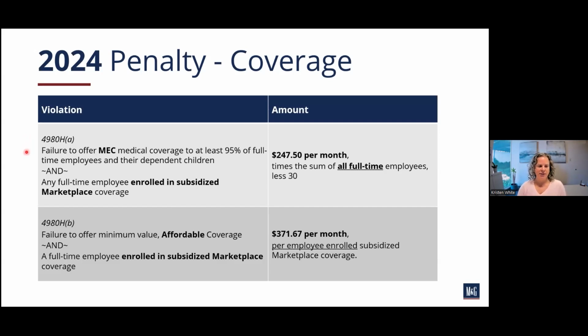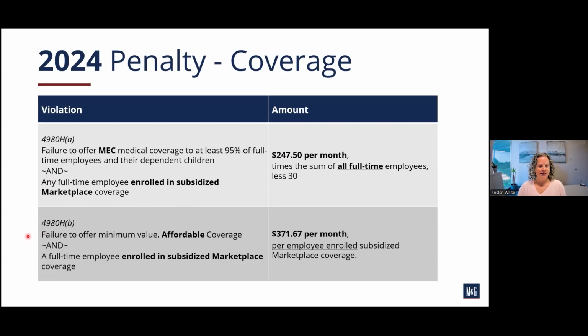So if you didn't offer it to enough people, and if any one person received that subsidized coverage in the marketplace, like a tax credit with Covered California, then we would go over here, and it's about $250 per month, but it's times all of our full-time employees. So even if just one person gets that subsidized coverage, we're going to get a penalty based on all of our full-time employees. So that can be a large one there. And we'll go through an example.